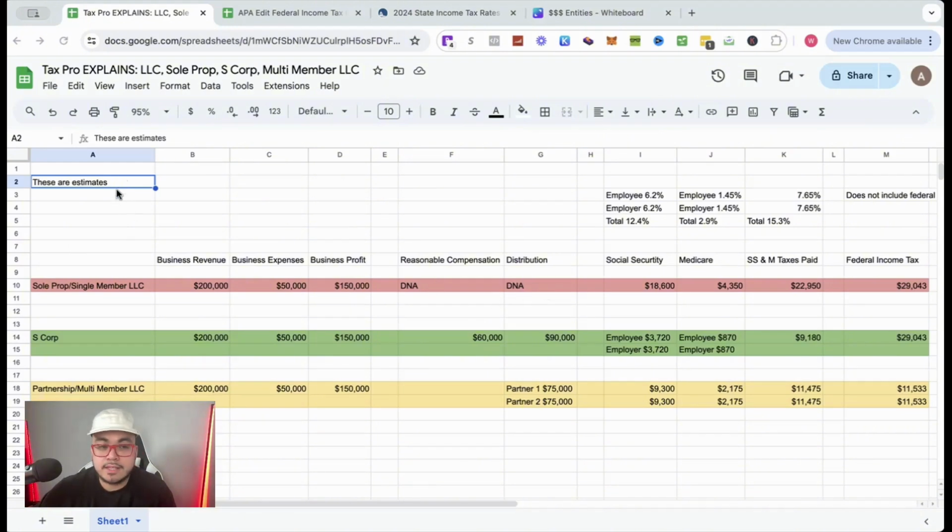Now, keep in mind, guys, these are just rough estimates, all right? We're going off round numbers, and there's going to be a lot of things and nuances that I won't include inside of here because that's more the technical things.